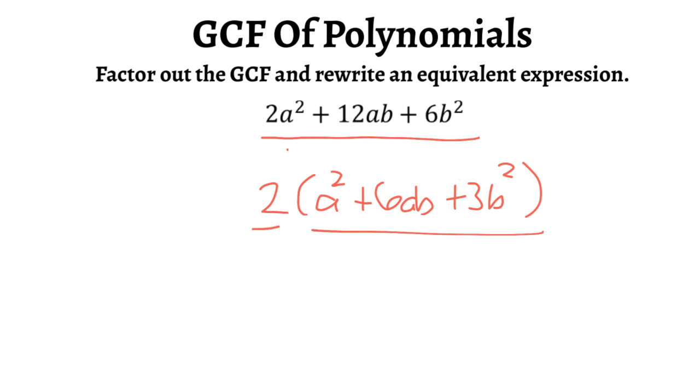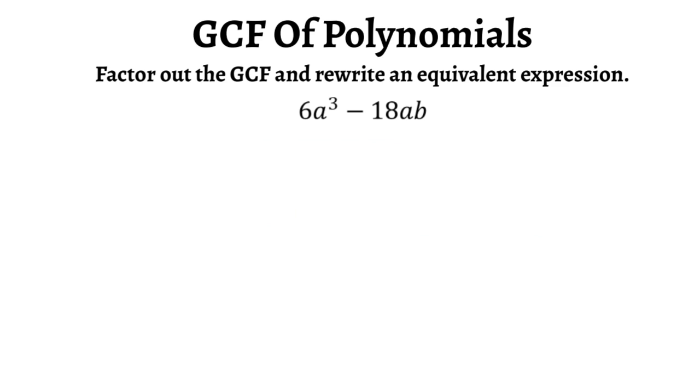Let's do 2 more. Okay, so here I want to find the GCF and rewrite it as an equivalent expression. The numbers, they're both divisible by 6, so I'm going to factor out a 6. Do they both have a variable in common? They do. They both have some sort of a. Now, what is the largest a value that I can take?